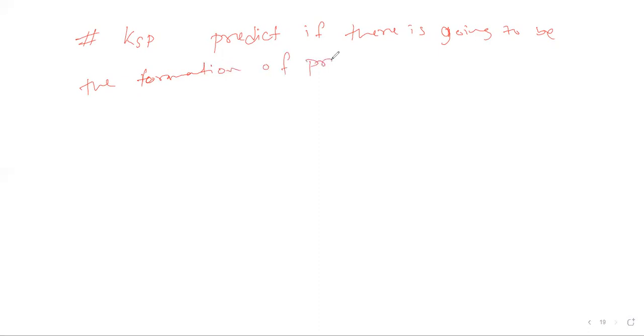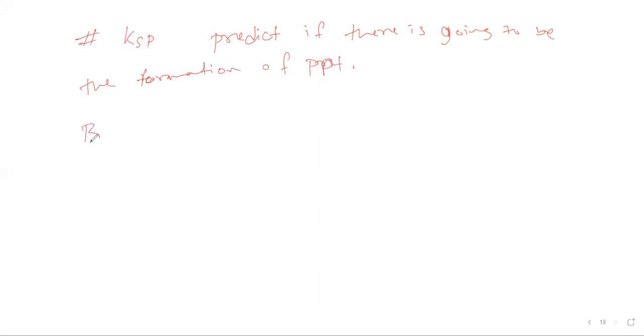Let's do the last example of today, which is actually not an example, this is information to be given: by using the KSP value, we can predict if there is going to be any precipitate formed, the formation of PPT.